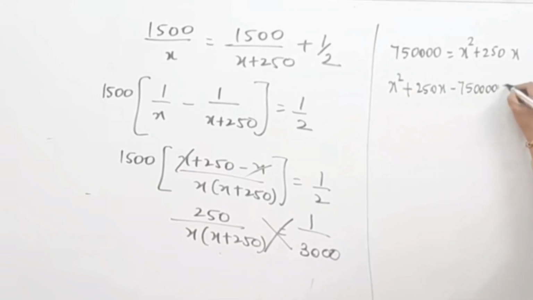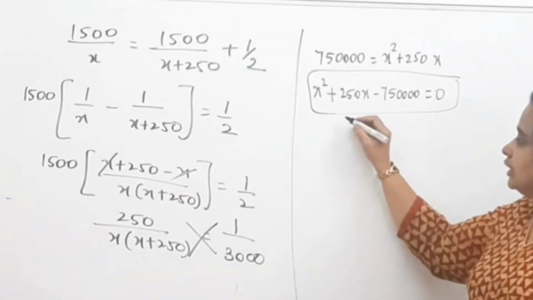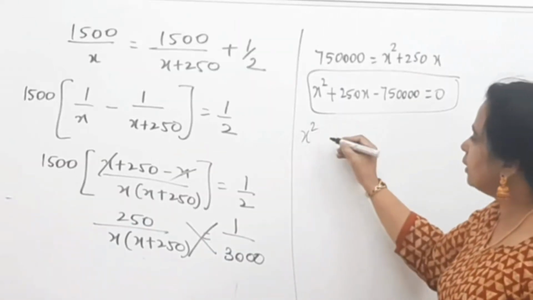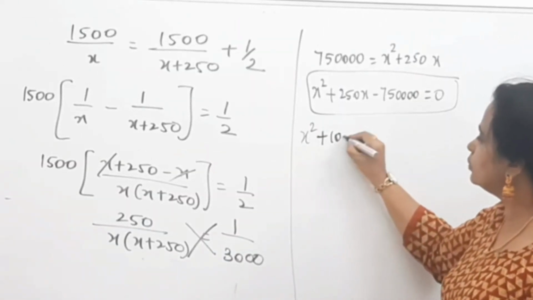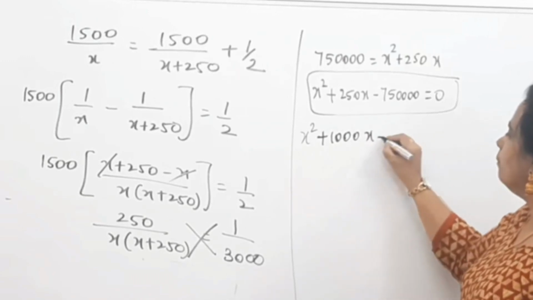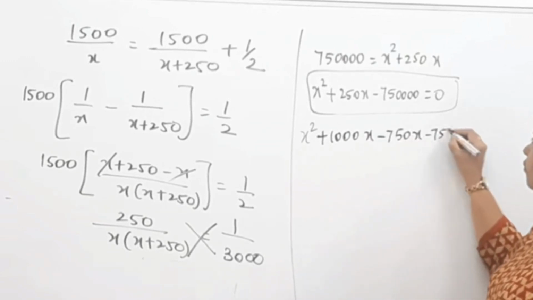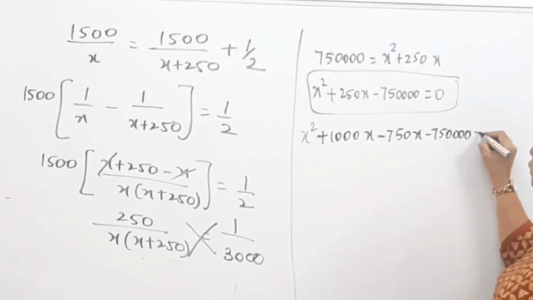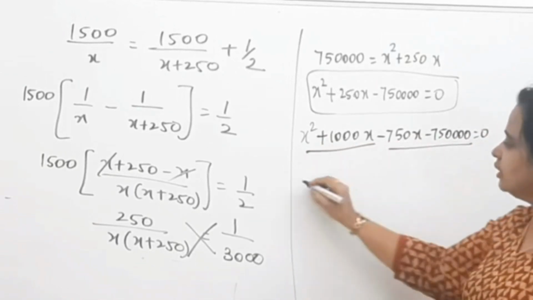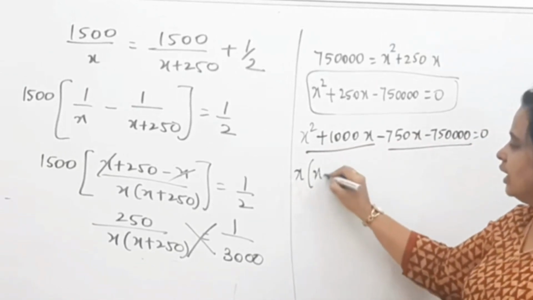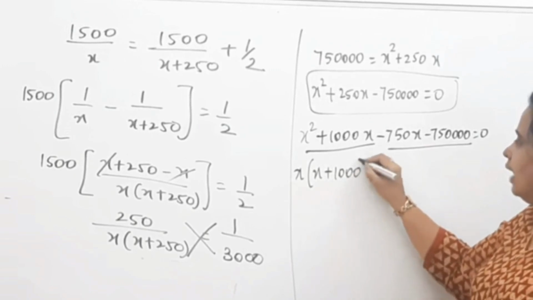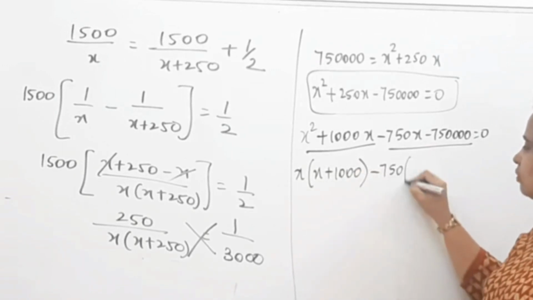x² + 1000x − 750x − 750000 = 0. This is my quadratic equation. So children, we have to split the middle term. Group the terms: x is taken outside, x + 1000, and −750 is taken outside.